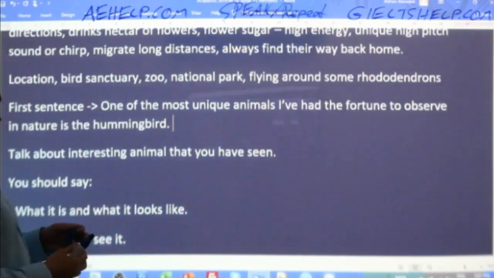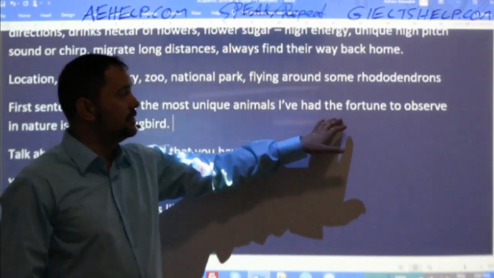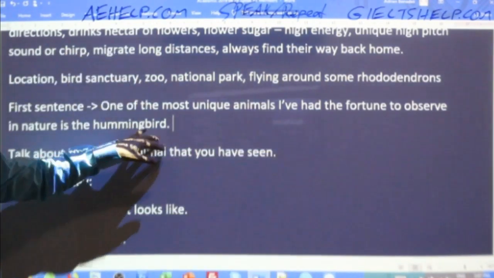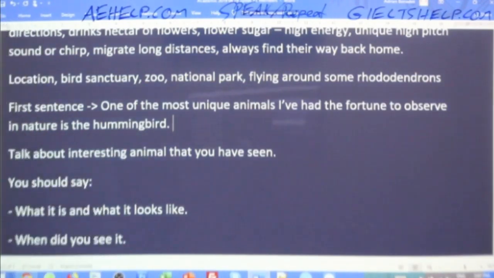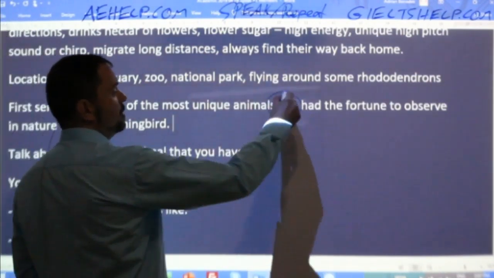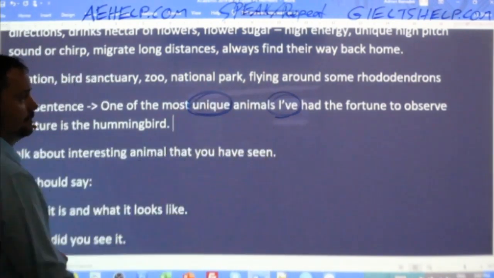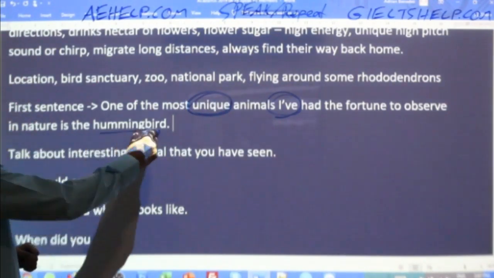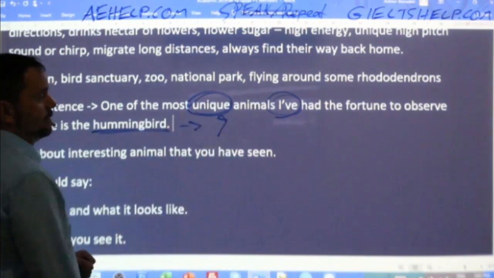Okay, so follow with me. One of the most unique animals I've had the fortune to observe in nature is the hummingbird. All right, it includes the present perfect. Okay, unique, interesting, paraphrasing. Okay, and the animal right away. This is your band 9 first sentence.